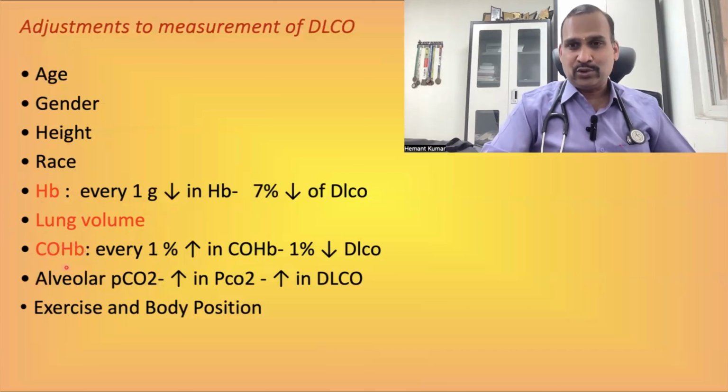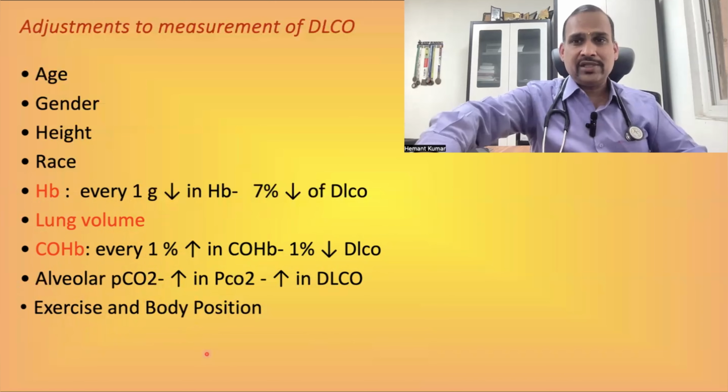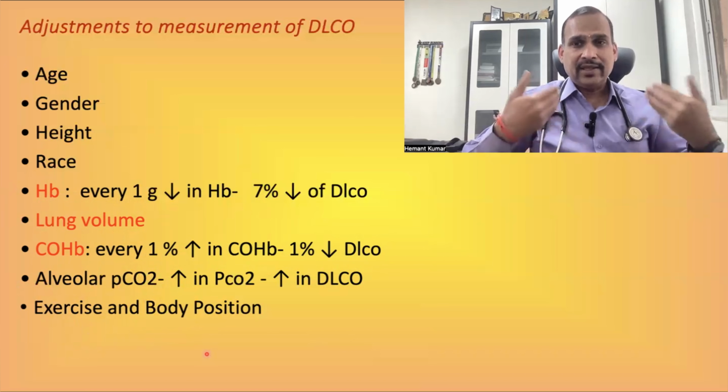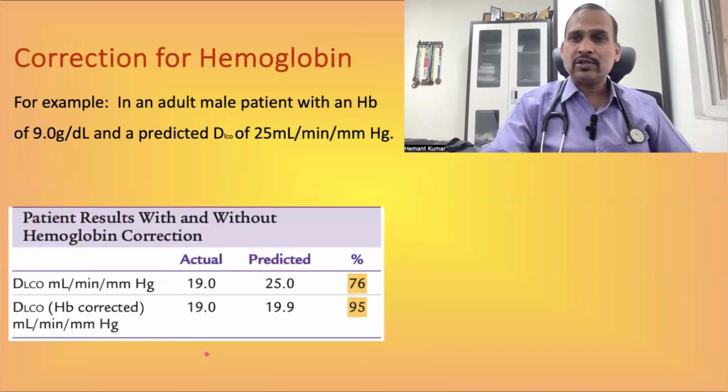Then of course carbon monoxide, because I told you that in smokers there is increased carboxyhemoglobin. So whenever there is a 1% increase in carboxyhemoglobin, the DLCO will be reduced by 1%. So we have to correct. Then alveolar PCO2, exercise and body position. Exercise, I told you, will increase pulmonary blood vessels. It will falsely increase DLCO. Body position: a patient lying in supine position, the blood shifts from the periphery to the heart. It will increase pulmonary circulation and give a false increase in DLCO. So we have to avoid that.